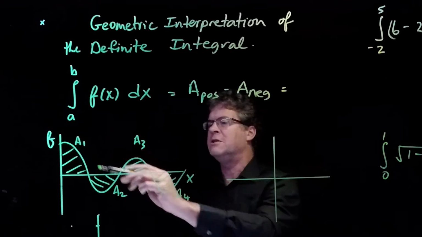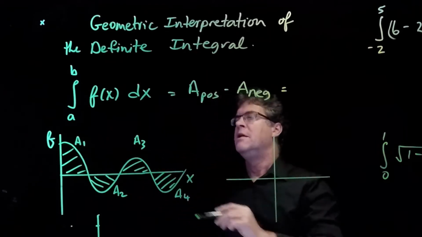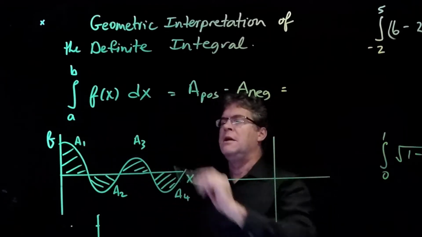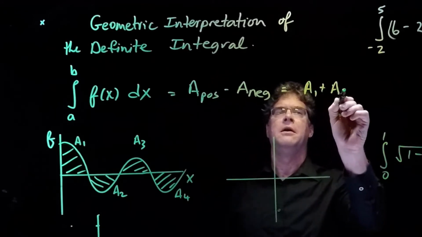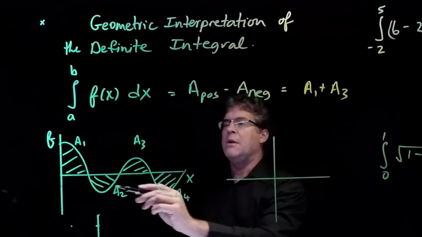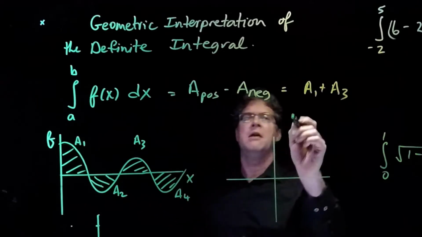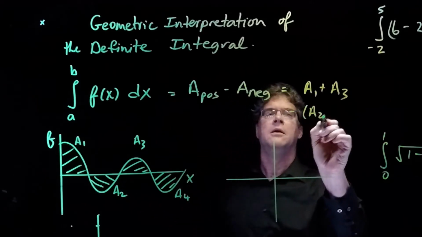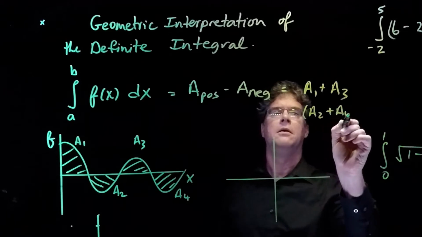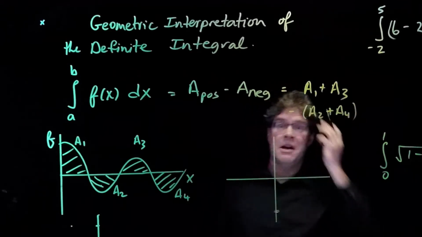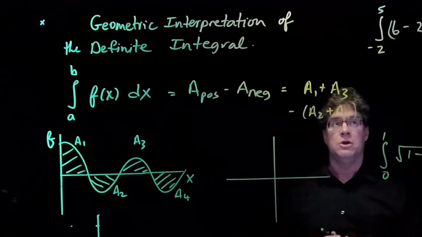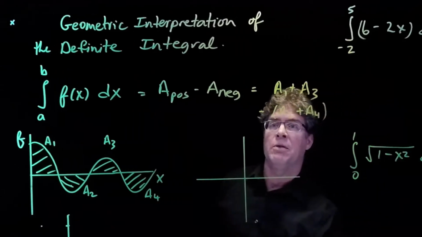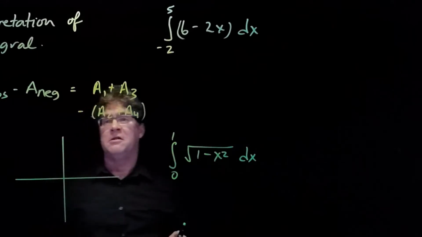So if we have our function f that's drawn right here, then it's the region A1 and A3. So we can write those right there. And the A neg would be the A2 and the A4. Okay, so using this idea, we can interpret the definite integral geometrically. Let's look at a couple of examples where we can apply this directly.